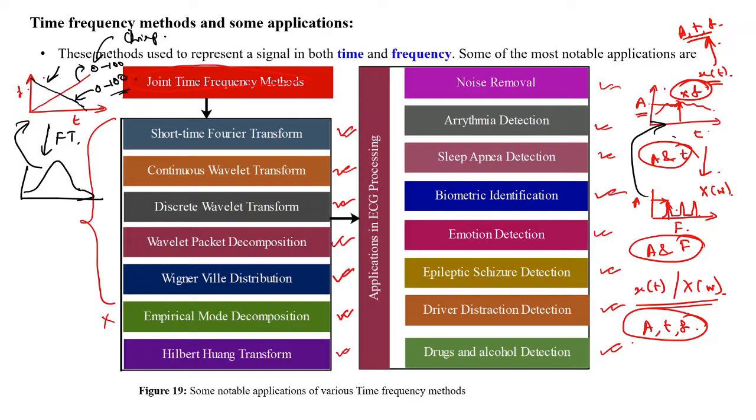Fourier transform, what is it used for? Which signals can be analyzed using Fourier transform? Only the periodic signals. Anyone else? He says Fourier transform can be used only for the periodic signals. Any other answers?